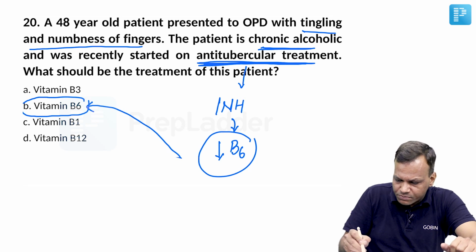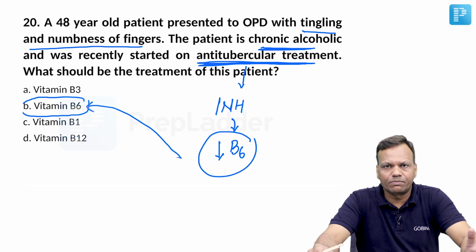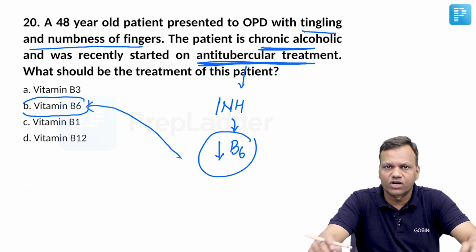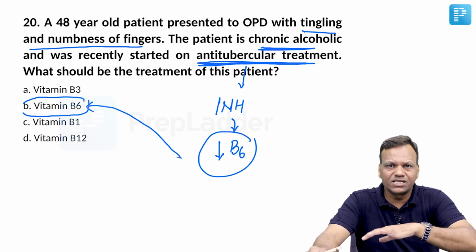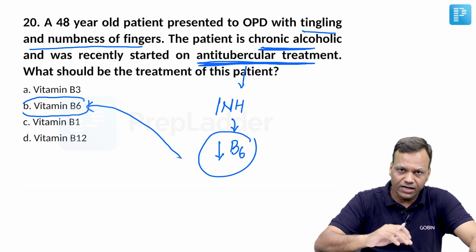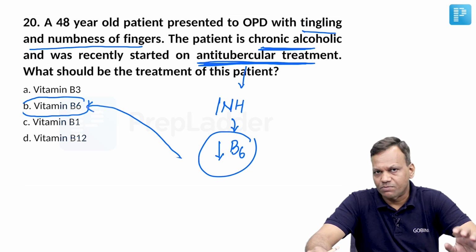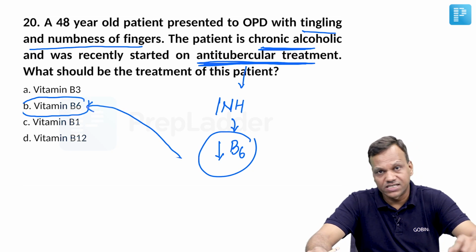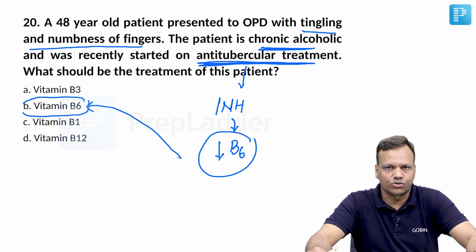And chronic alcoholics may have B12 deficiency, but there is no other hint given, like the patient is malnourished or other features which can point toward B12 deficiency. B12 deficiency may be the cause if antitubercular treatment has not been started, but here the examiner is pointing toward the antitubercular treatment, so that means isoniazid should be the cause. Pyridoxine is the prophylaxis as well as treatment of peripheral neuropathy due to isoniazid.